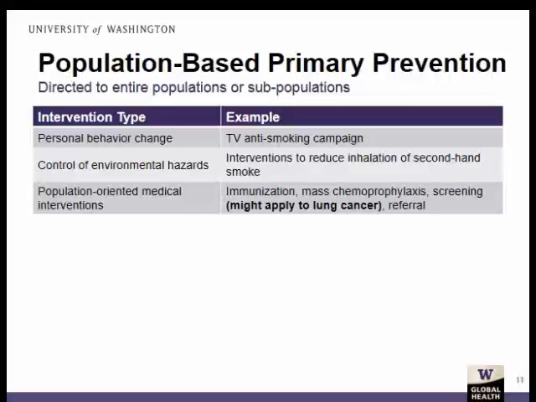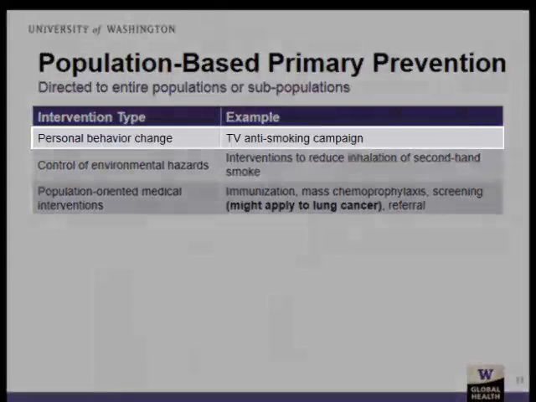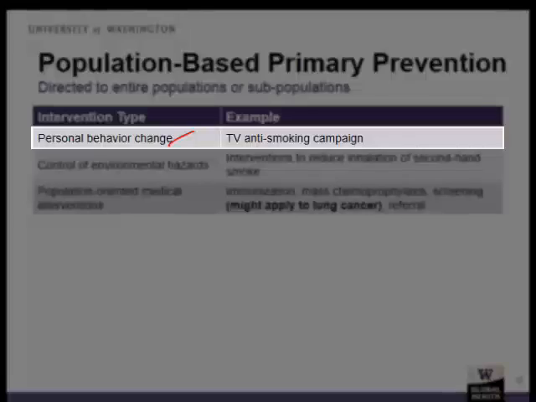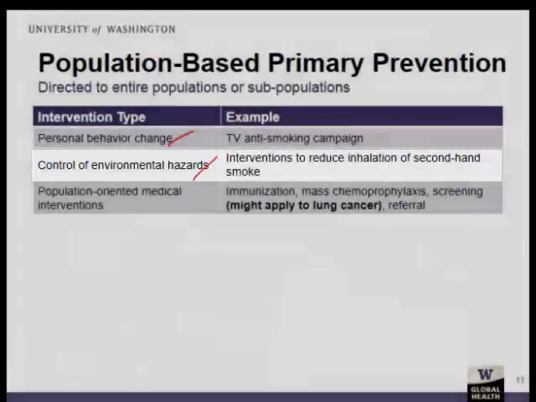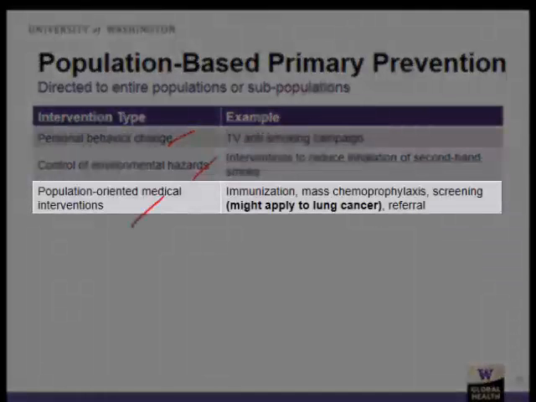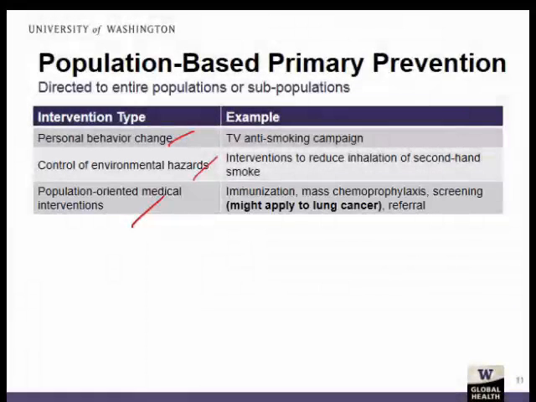Let's look now at population-based primary prevention. There are three main kinds. The first one is instituting personal behavior change. The second one is controlling environmental hazards. And the third one is mass use of technologies. So for example, using mass chemoprophylaxis for malaria, to reduce the parasite load in a community.